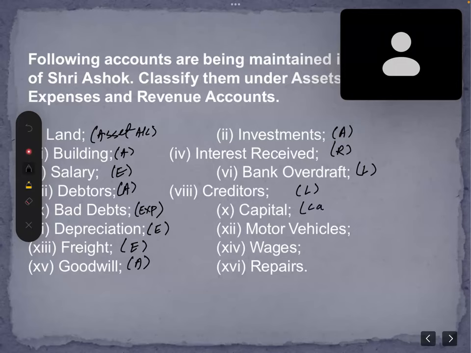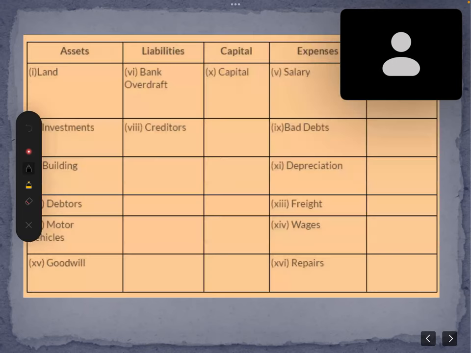Capital itself, capital account. Capital is recorded in the capital account only. Motor vehicle. Asset. Yes. Wages. Expense. Good. Repairs. Expense. Very good. All right. So this was our first question.